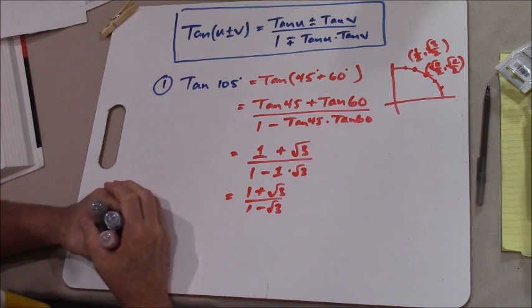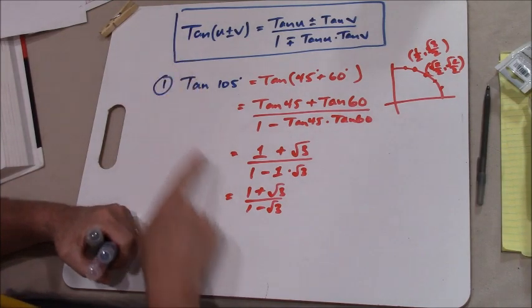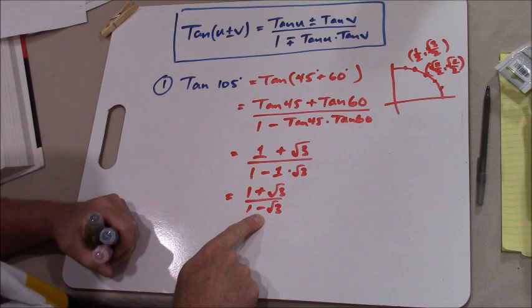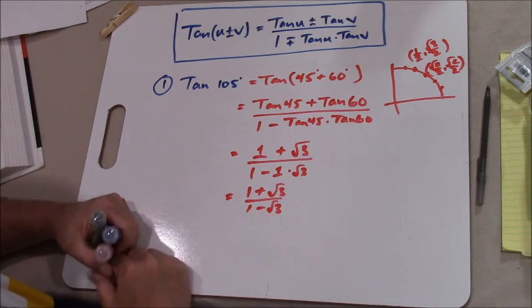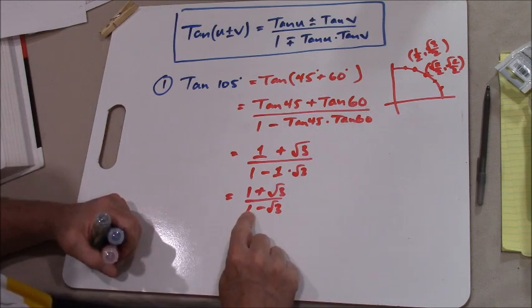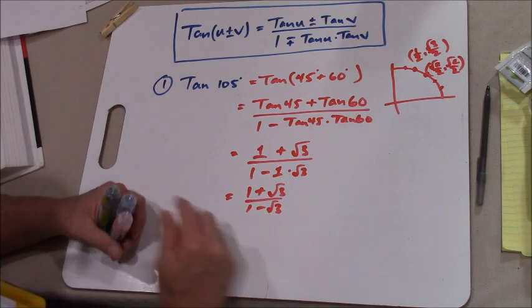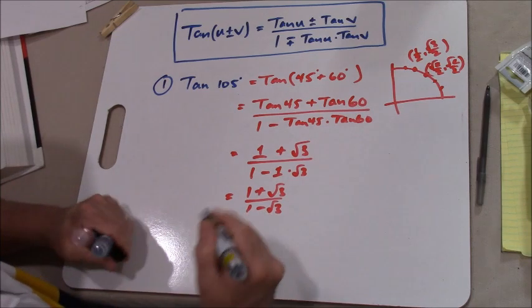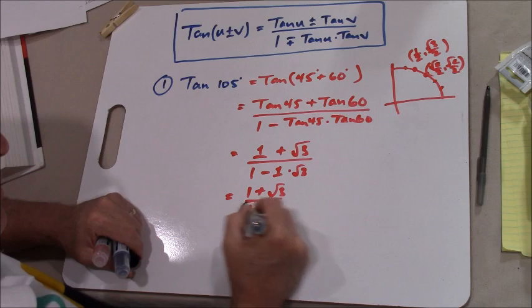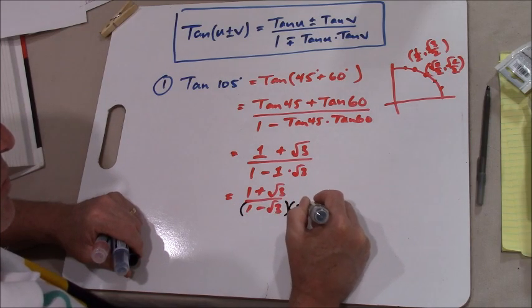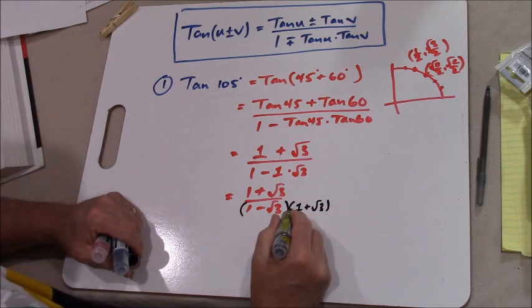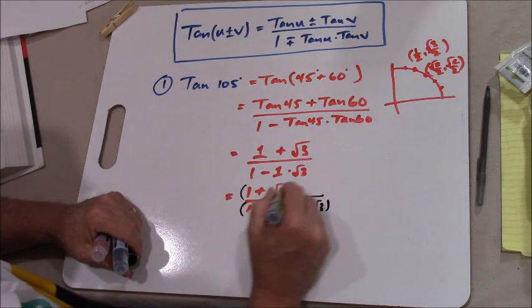Now, the problem with the tangent function is usually once we're done, we're not really done. Because remember, we can't have square roots in the denominator. And so the question now is, how do I get rid of that? And when you have two terms here that are being subtracted, the only way to get rid of it is to multiply by its conjugate. So 1 plus root 3, and what you do to the bottom, you got to do the same thing to the top.